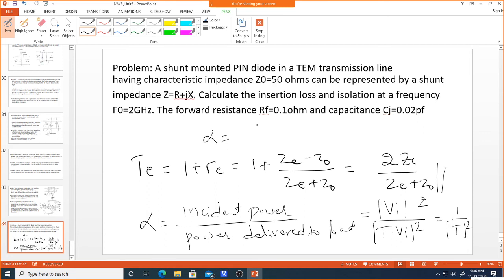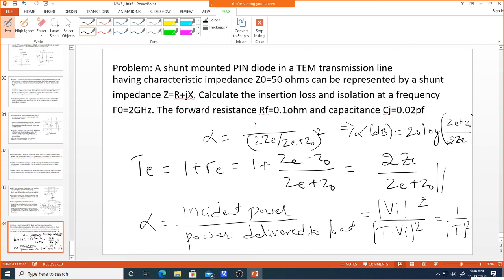So alpha equals 1 over 2 ZE divided by ZE plus Z0, whole square. Even you can write it in terms of dB, so alpha in dB is equal to 20 log of, if you take the top side, ZE plus Z0 divided by 2ZE, whole square.